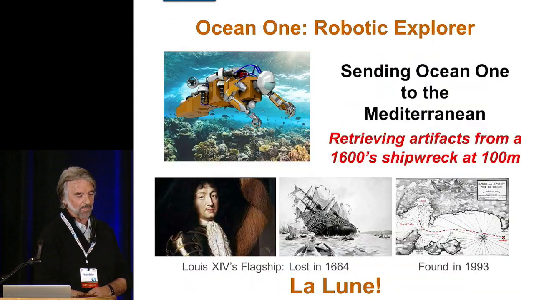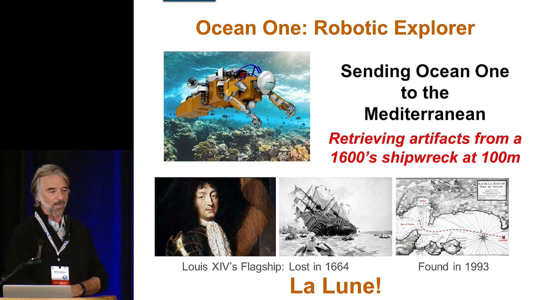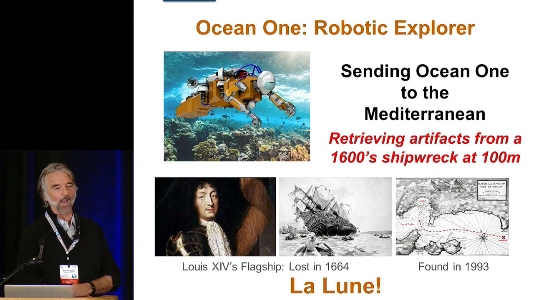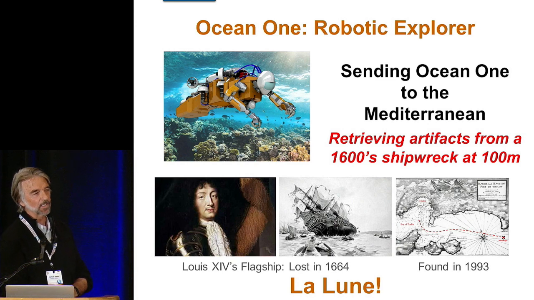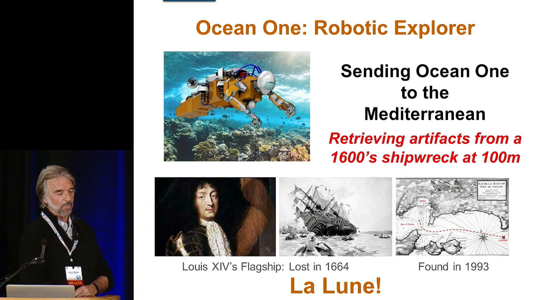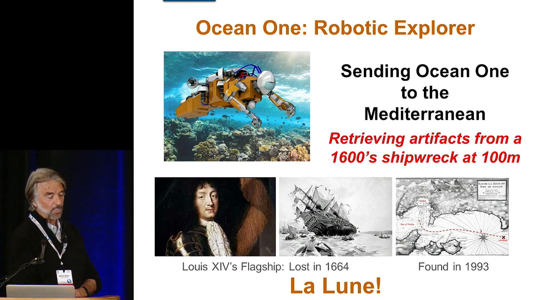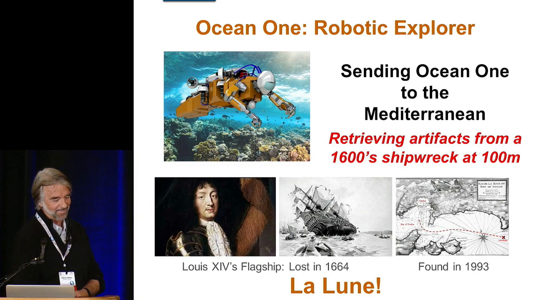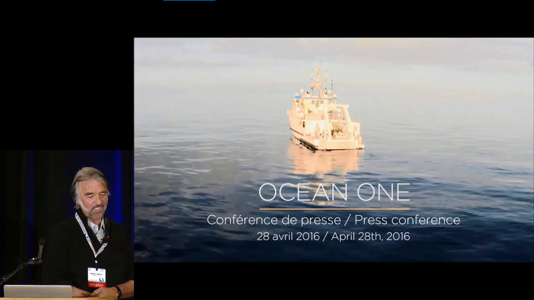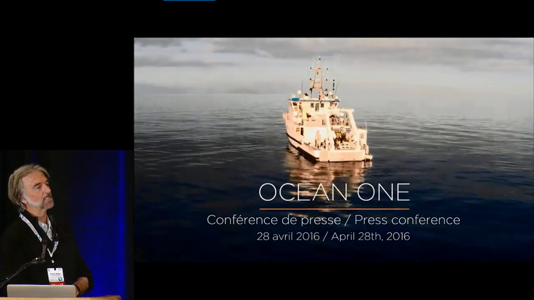It's an avatar. We sent it to the Mediterranean a year and a half ago to go to a shipwreck that sank off the coast of France about 350 years ago, and it was discovered about 20 years ago. They'd lost sight of it. It was Louis XIV's flagship called La Lune. So there's a sketch of the robot, and for some reason a sketch of Louis XIV. But the video here shows you, this has audio.